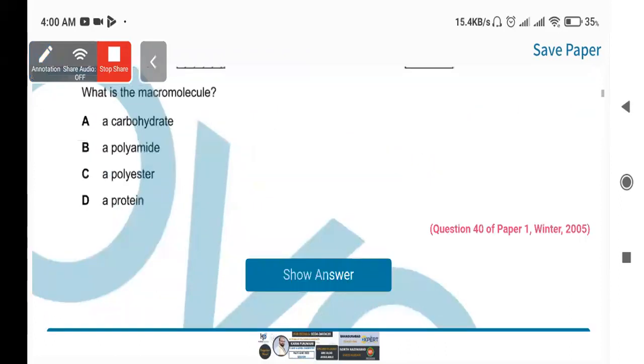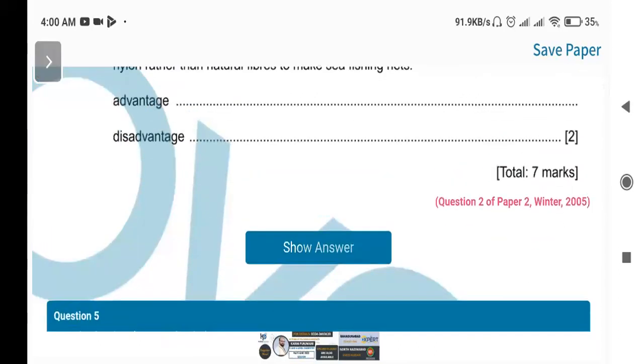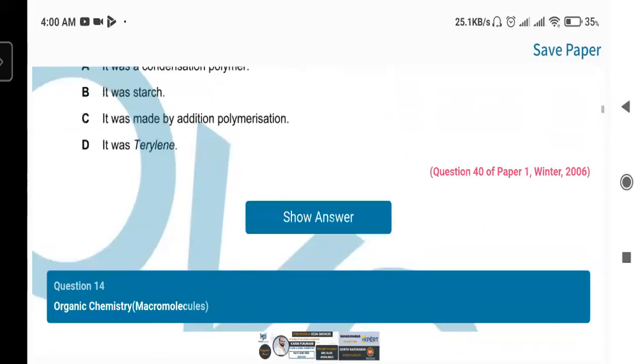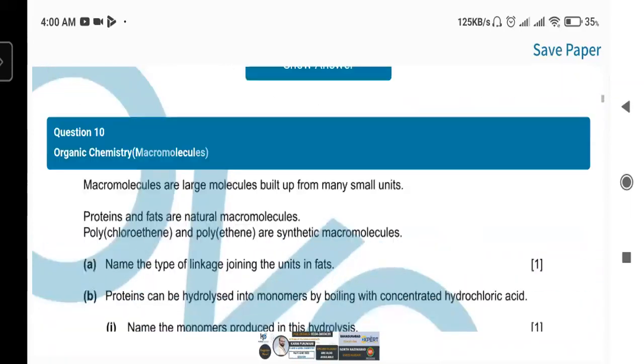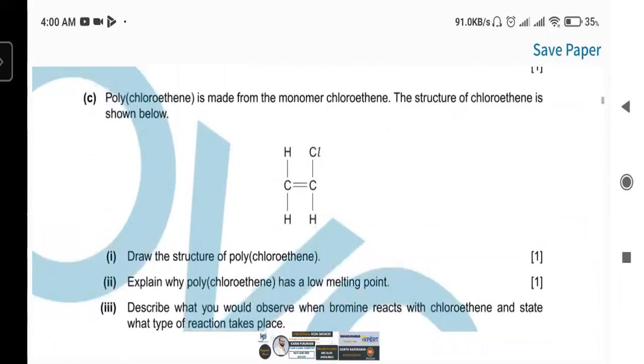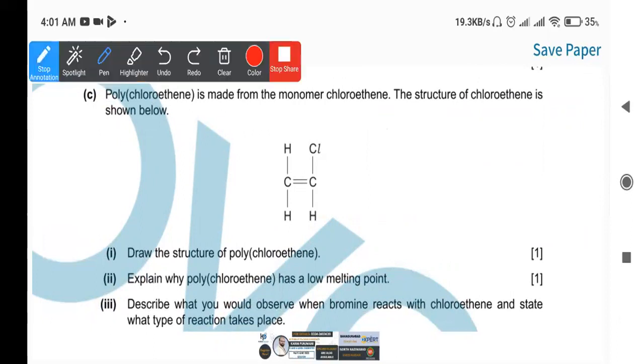So here in that question, a possible answer for that disadvantage can be that they are easily broken down by acids, by heating with acids. So that's a problem. All right. Okay, we are not yet done with that question. So this is a polychloroethene, made from chloroethene. So we need to draw the structure of chloroethene. We have already discussed the fact in the first lecture.